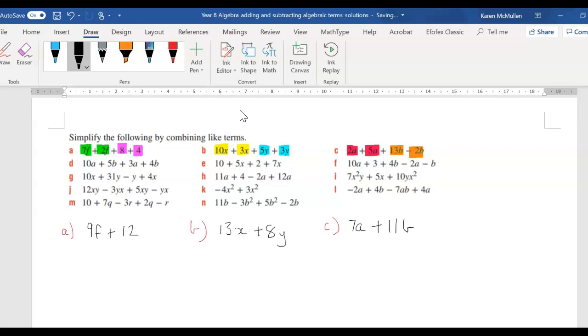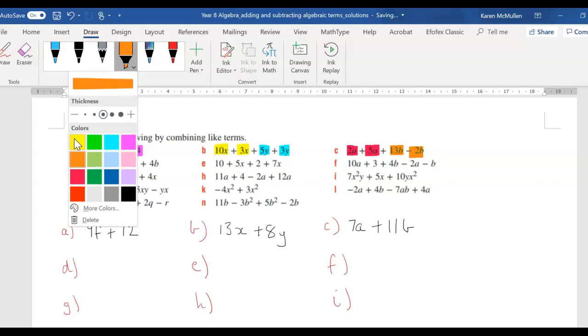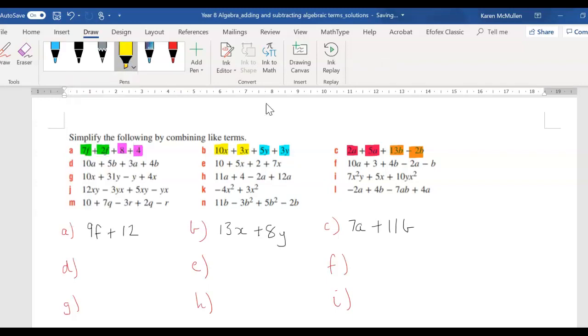All right, so 13 minus 2 gives you 11. Now I'm going to pause the video just because it's going to be an extremely long video if I keep talking. So perhaps pause here. Actually, before we pause, let's just do the next 6 by highlighting. So I'm going to do some more highlighting. So we're just going to highlight the like terms.